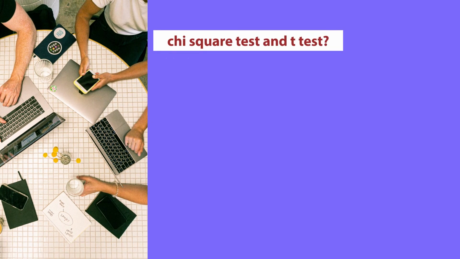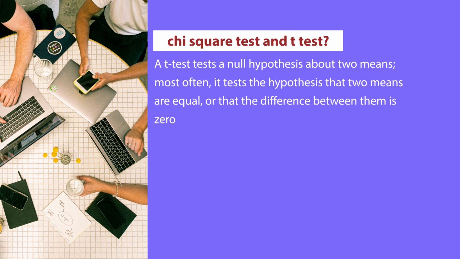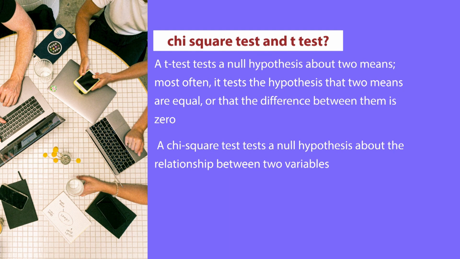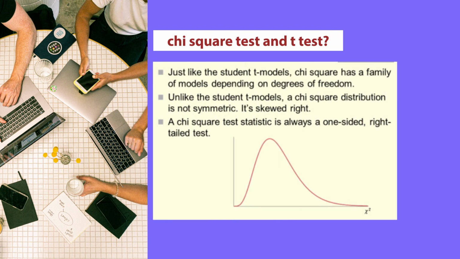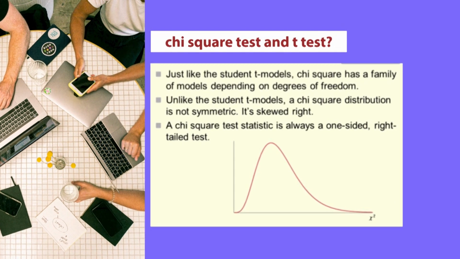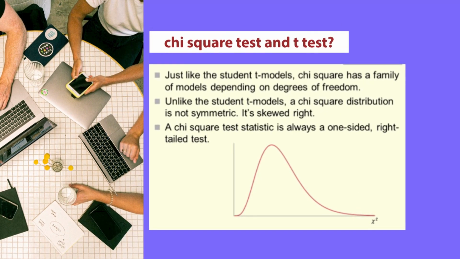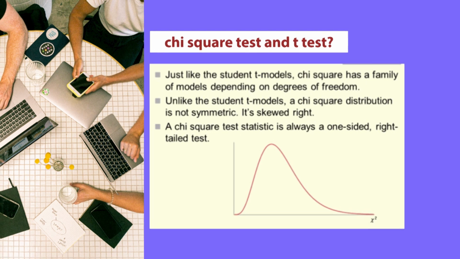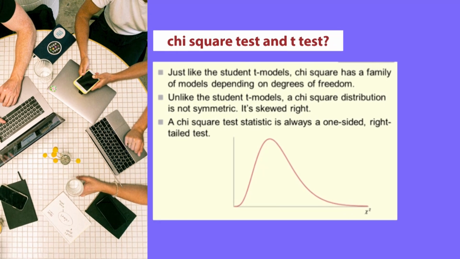If you compare the chi-square test with the t-test, a t-test tests a null hypothesis about two means. Most often it tests the hypothesis that two means are equal, or that the difference between them is 0. A chi-square test tests a null hypothesis about a relationship between two variables. Just like the Student t model, chi-square has a family of models depending on degrees of freedom. Unlike the Student t model, a chi-square distribution is not symmetric; it is skewed right.